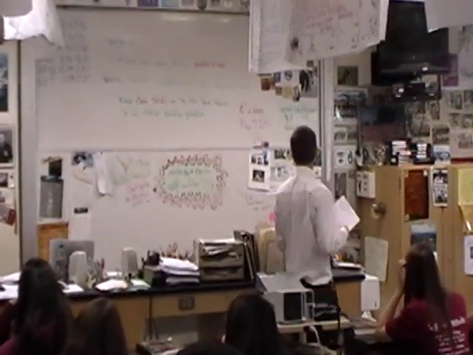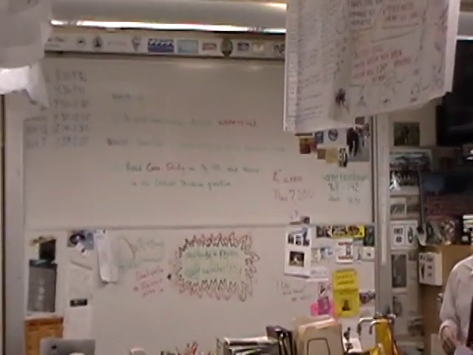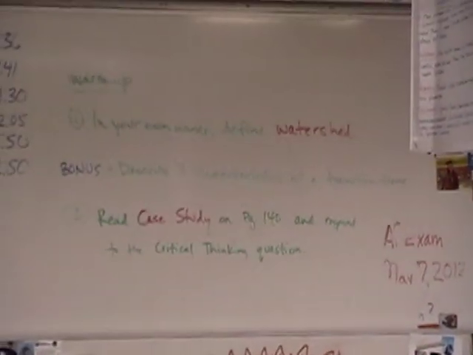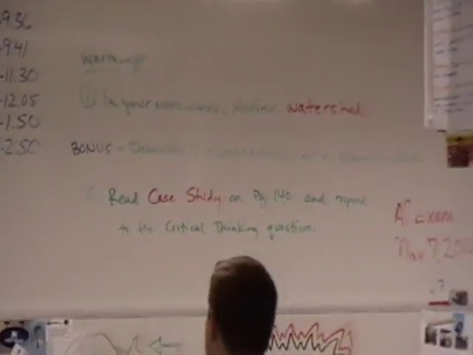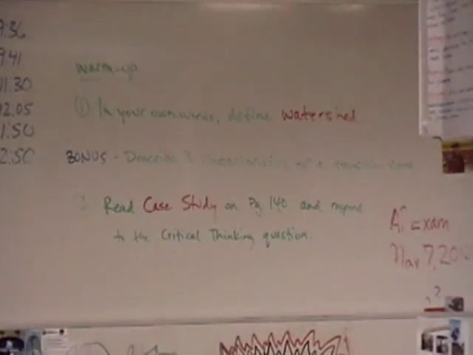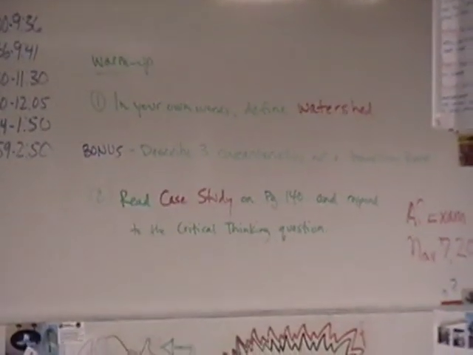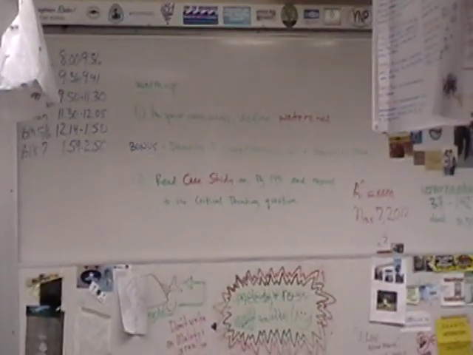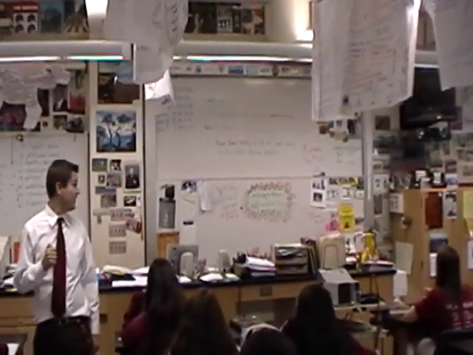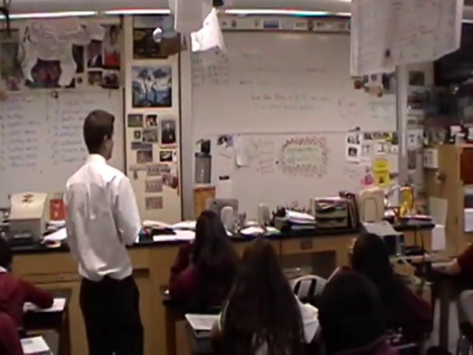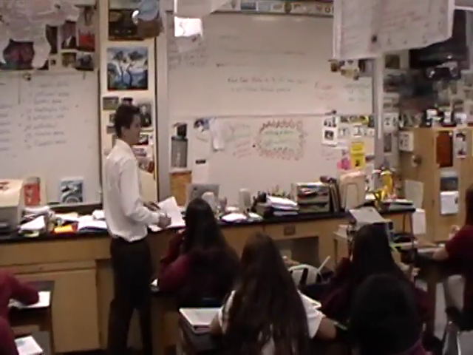So the first part is, in your own words, define watershed. And for you overachievers, there is a bonus question: describe 3 characteristics of a transition zone. And when you finish that up, I want you to go to page 140, read the case study, and respond to the critical thinking question.